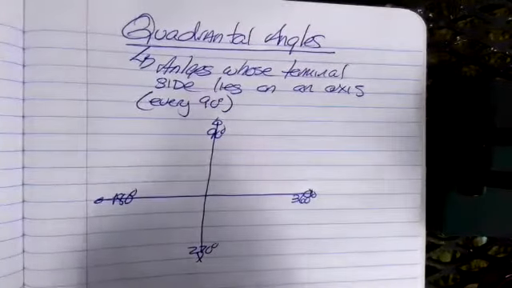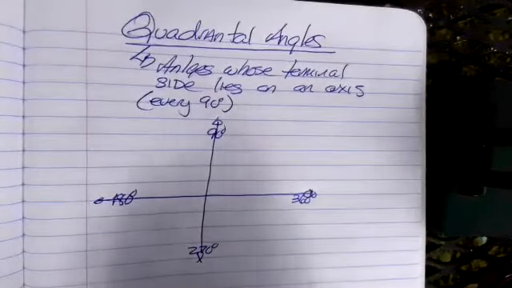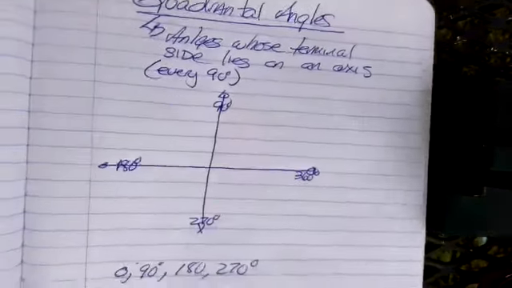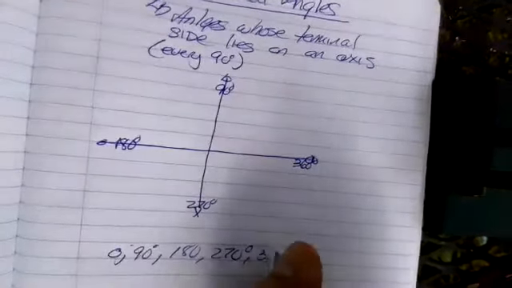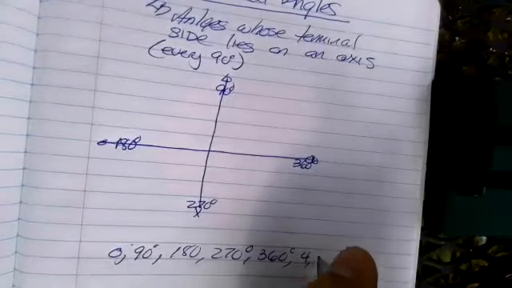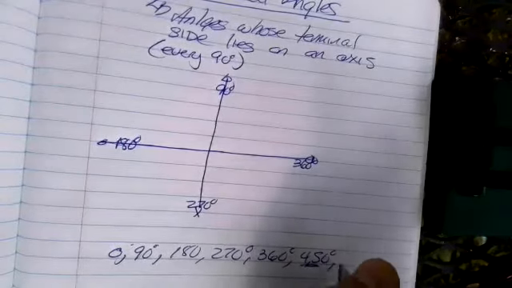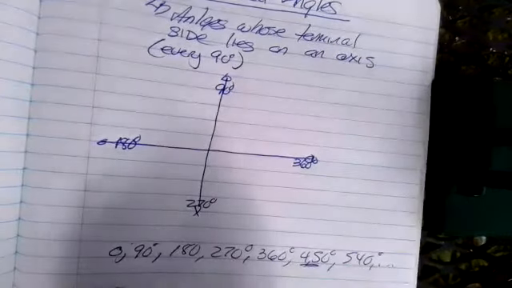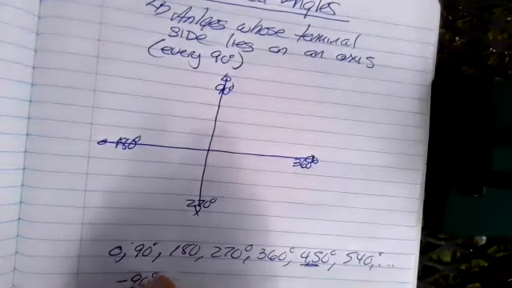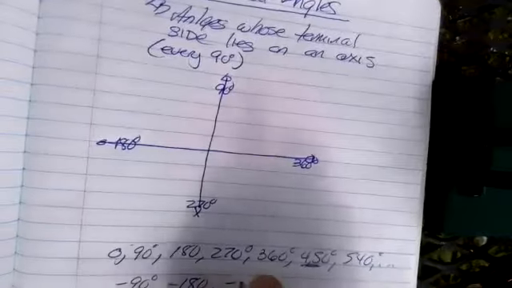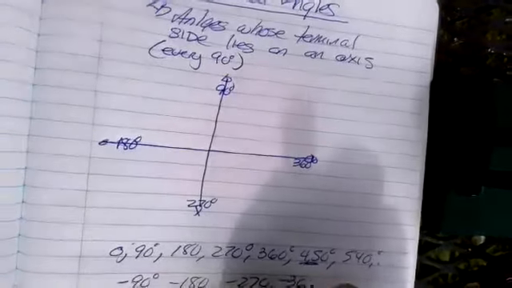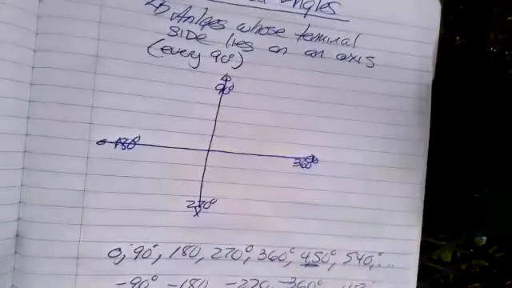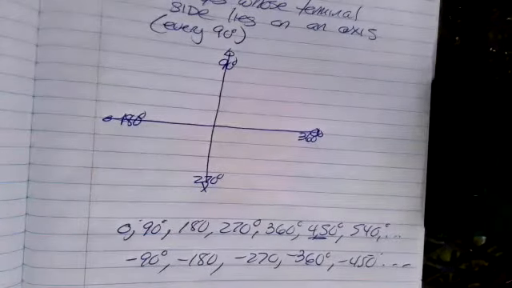So like I said, 0, 90, 180, 270, 360, 450, 540, and negative angles as well. So you could have negative 90, negative 180, negative 270, negative 360, negative 450. Right? Those are your quadrantal angles.